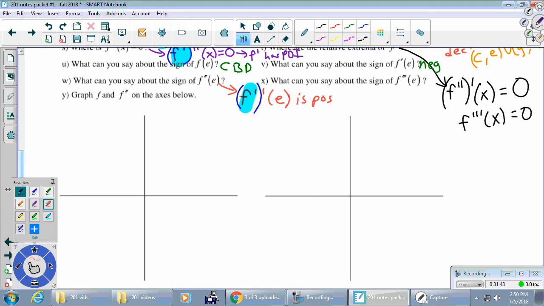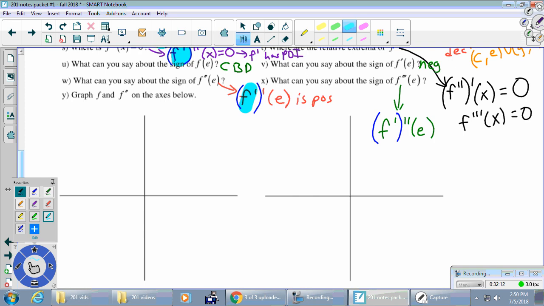X, what can you say about the sign of f triple prime of E? Who knows? All right, let's look at this one. F triple prime of E. Again, giving myself space for my sneaky parentheses. Okay, so where are we here?